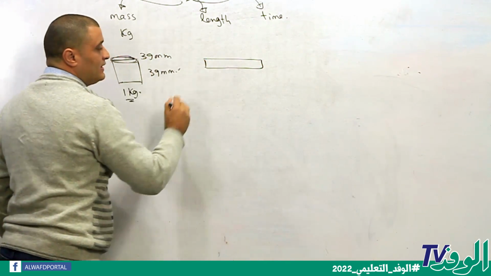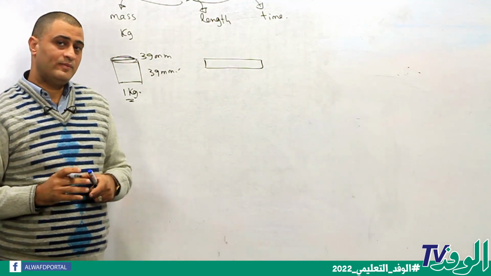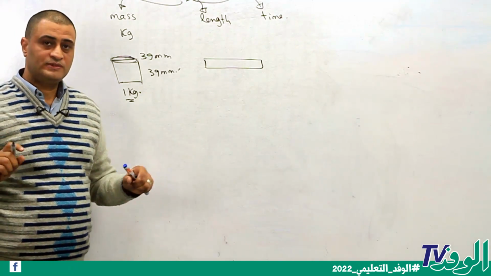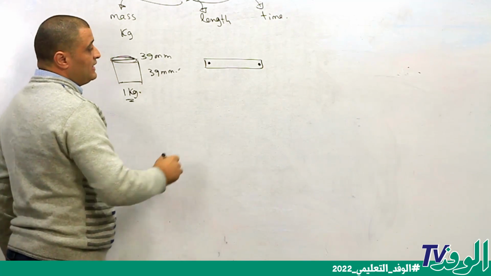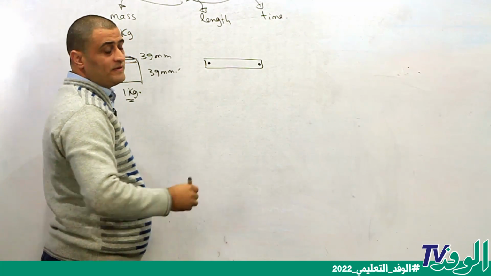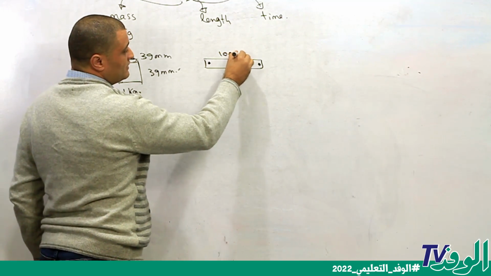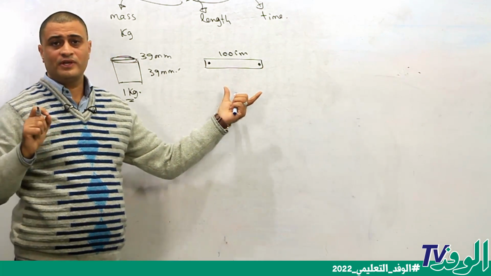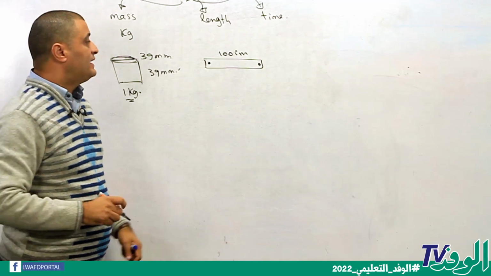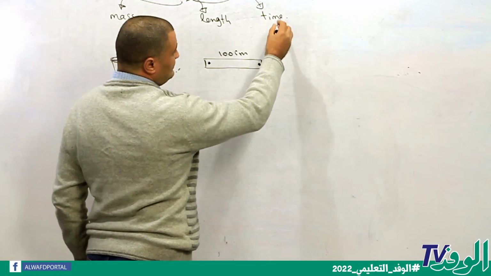Okay. Number 2, the length. The same alloy, platinum and iridium, is used to make a rod. This rod has 2 engraved marks at its ends. The distance between 2 engraved marks is divided into 100 centimeter. This distance is called standard meter. Okay. Number 3, the time.